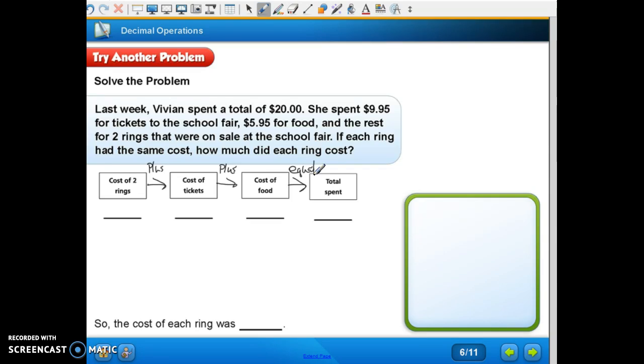Okay? So this is 2 times the cost of a ring. Then the cost of the tickets was $9.95. The cost of the food was $5.95, and she spent $20. Okay, go ahead and get all that done.